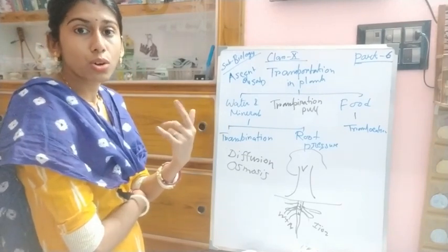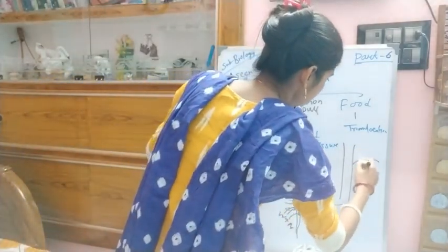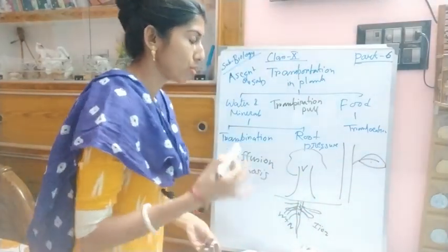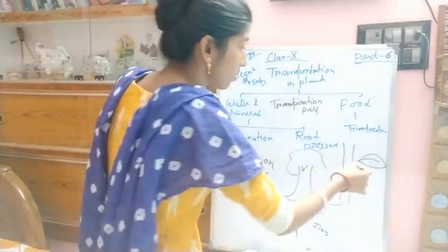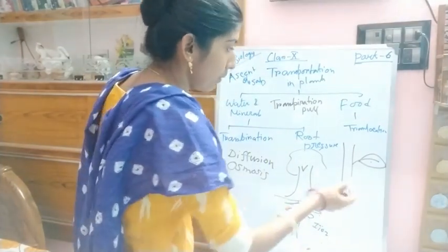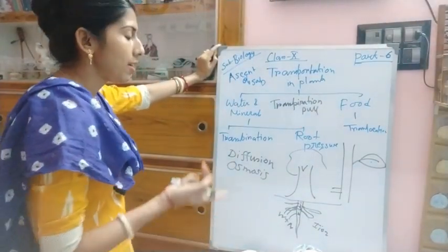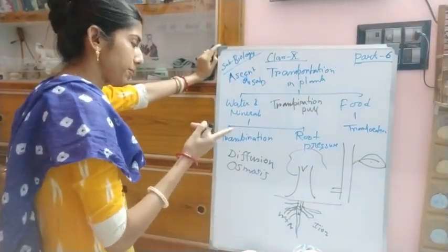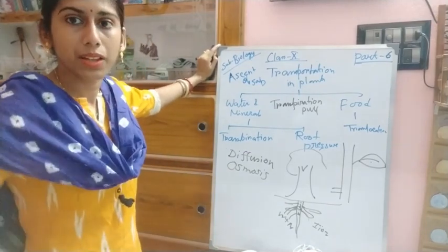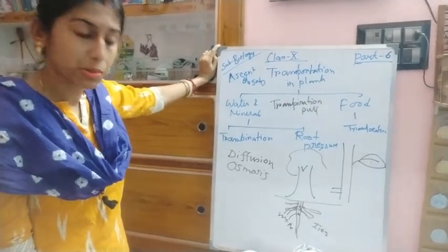Okay, so you will consider that is a leaf. Food has been produced inside the leaf by the process of photosynthesis, and this food has to be transported to non-leafy parts, that means different parts of the plant. So in that case, the phloem tubes are helping in transportation of the food.